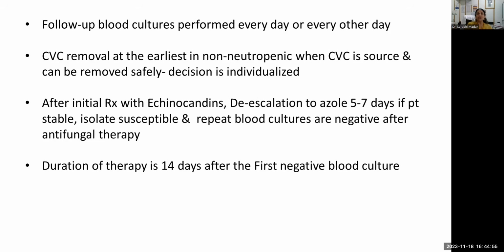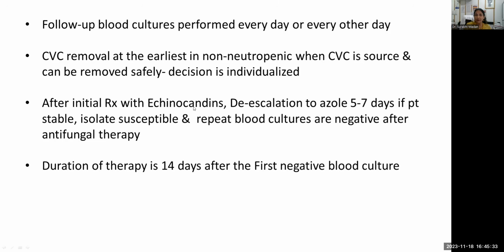Now, when do we check the blood cultures again? The guidelines say that you should do the blood cultures every day. Practically speaking, it's not technically possible to perform cultures every day. So what we usually do is to send them on alternate days or at least every third day. Now, central line removal should be done at the earliest in a non-neutropenic patient, especially when you suspect the central line as the source, and it can be removed safely. Of course, the decision is individualized based on the stability of the patient and other factors.